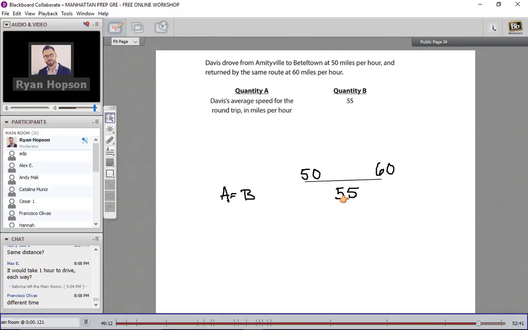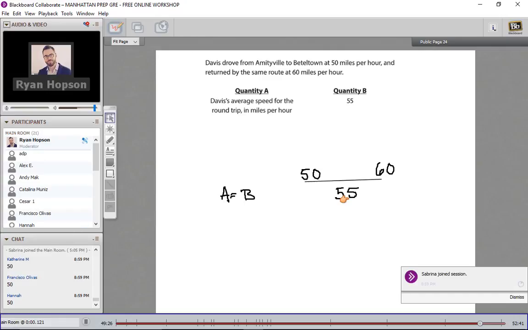Aha! Francisco, very good. A different time. Which way is going to take longer? Of course, right? That slower speed is going to take longer. And since we spend more time on the trip traveling at this slower speed, where is our average? Grab those highlighters for me. Where on this line is our actual speed going to fall? Will it be right in the middle? Will it be above or will it be below? You are correct. Because this is contributing more, quantity B must be greater.